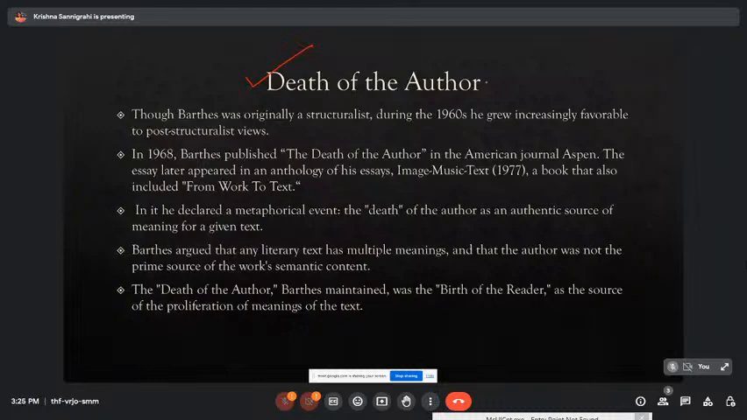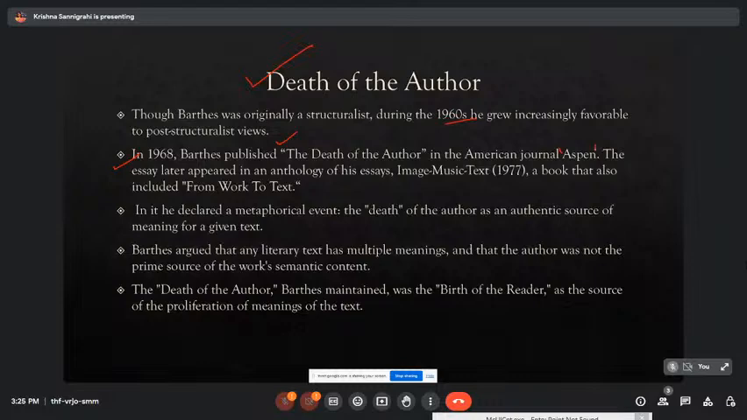As we were saying, Barthes' concept of the death of the author plays a very important role in the entire study of literary theory as such. So Barthes was originally a structuralist. In the 1960s, he grew increasingly favorable to post-structuralist views. So we saw that the structuralists slowly got into the zone of post-structuralism. Now in 1968, Barthes published The Death of the Author in the American journal Aspen.